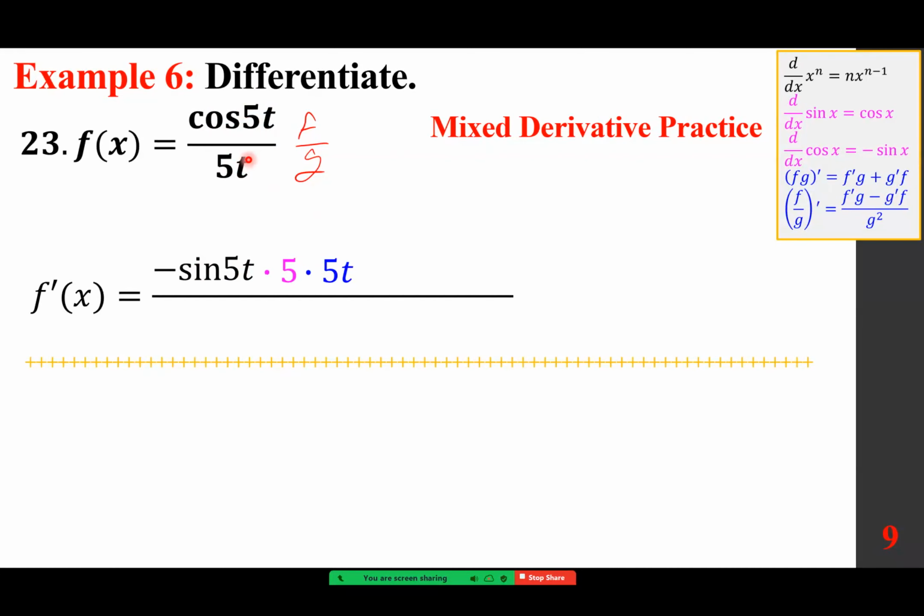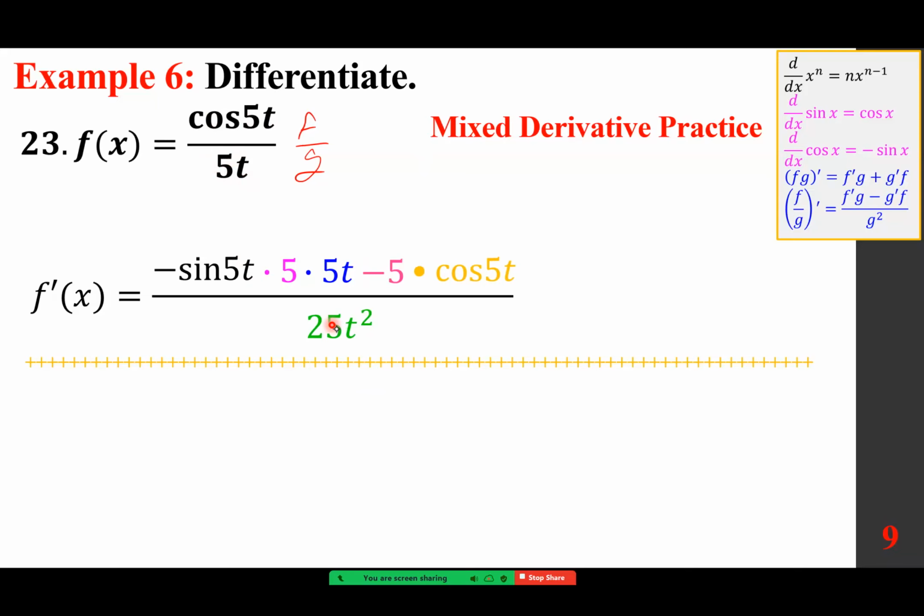Minus g prime f. You need the derivative of the denominator, minus 5, and then times the top, cosine 5t. The bottom, you just write it and square it. It becomes 25t squared.